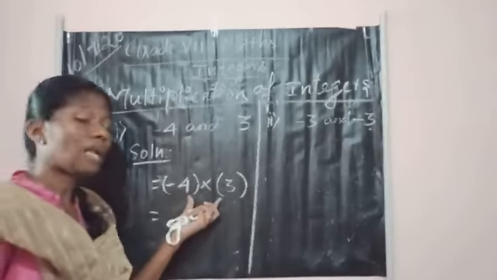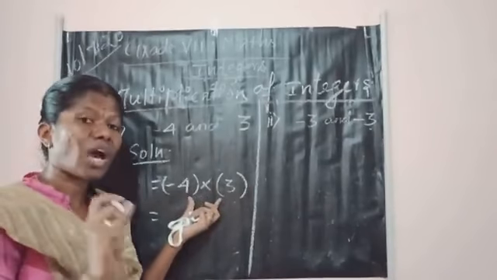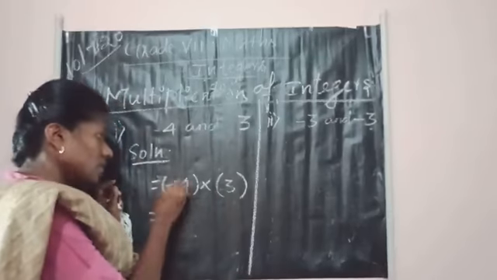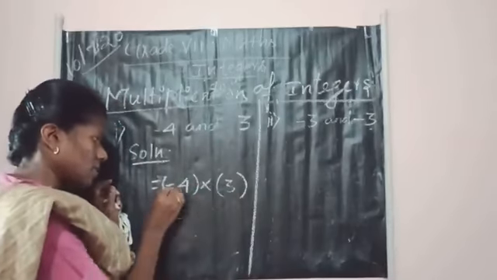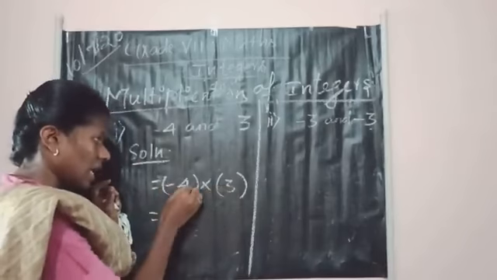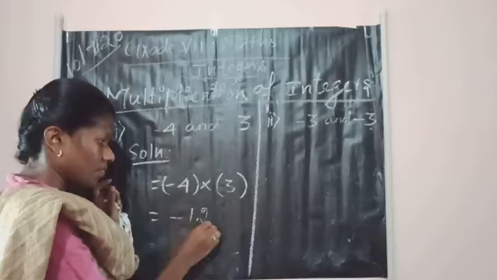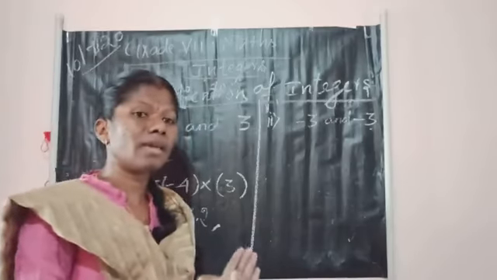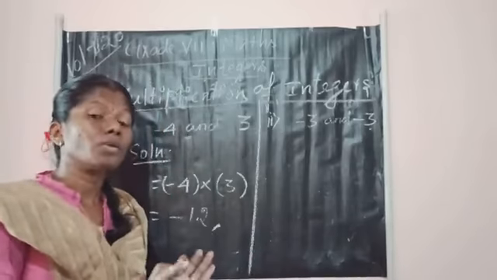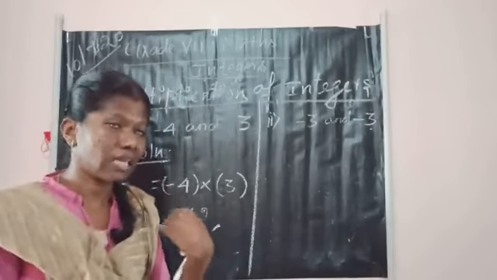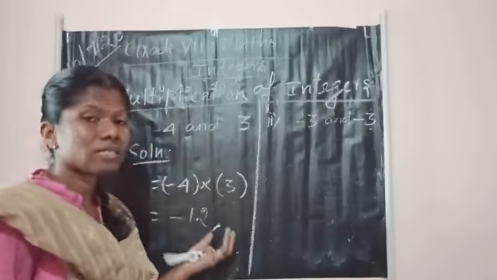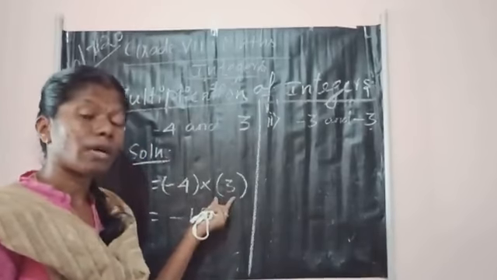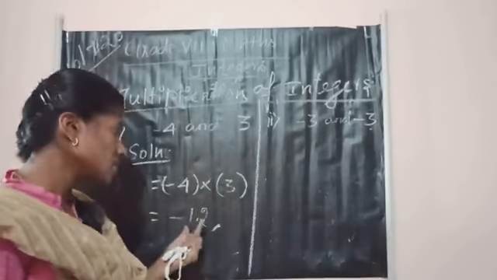Before multiplying the numbers, you have to multiply their signs. Minus into plus is minus, and 4 3s are 12. In multiplication of integers, before multiplying the numbers, you have to multiply the signs. So minus into plus, that is minus.